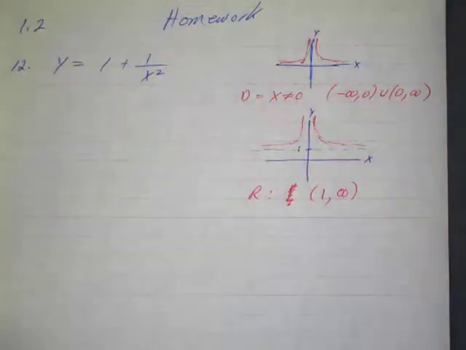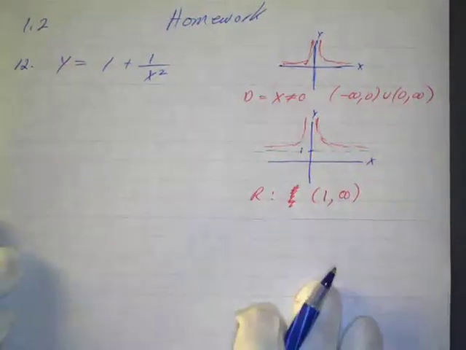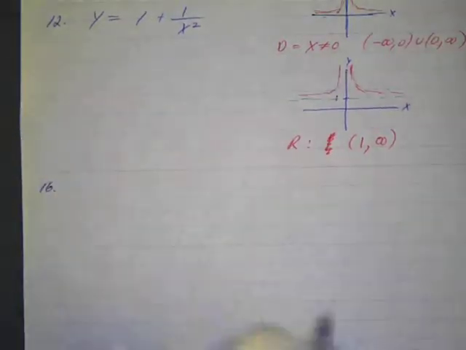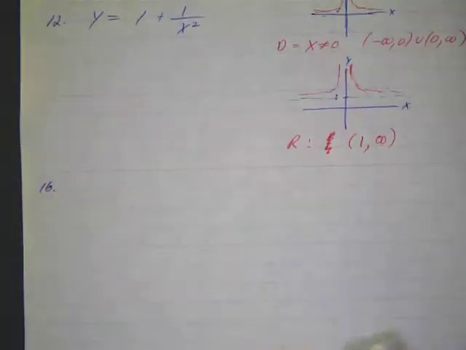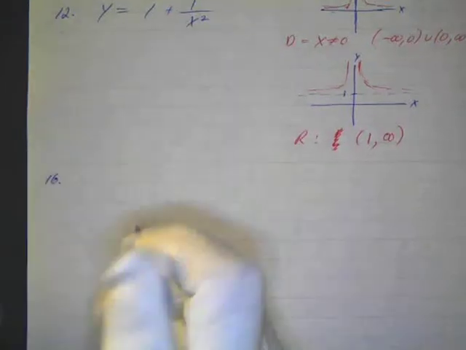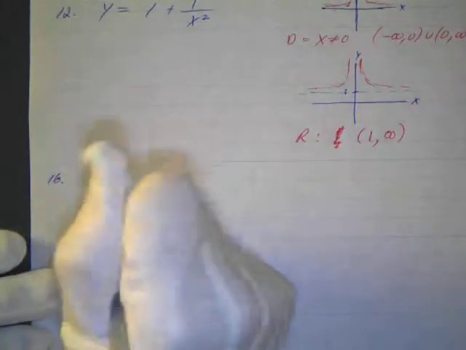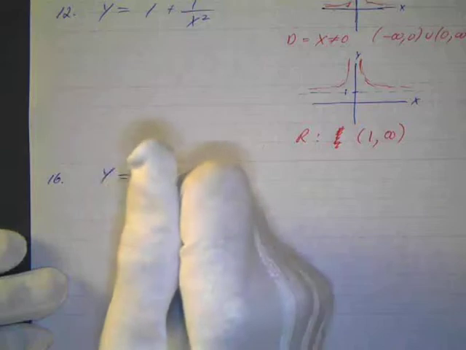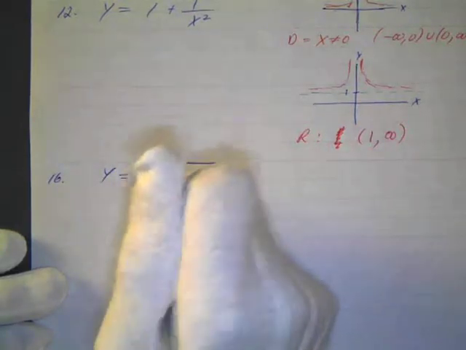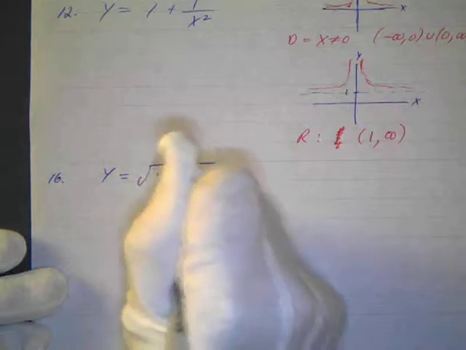Looking ahead, number 16. Now number 16 says use a grapher to identify the domain and range. So you could use your calculator. You could actually figure this one out, I think. We've done this before. It looks like y equals the square root of 9 minus x squared.